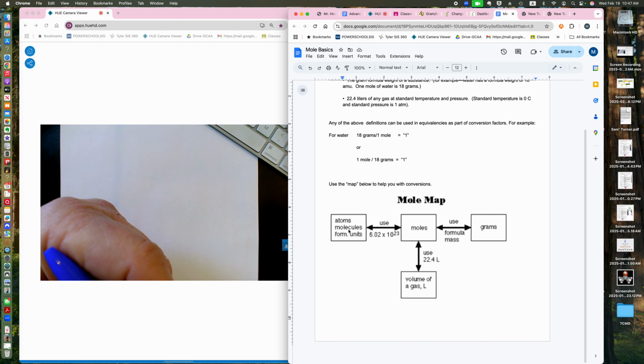With the mole map, if you're starting with particles and you want to get to moles, you're going to use this number, or vice versa. If you want to go from moles to grams, you have to use the formula mass, or vice versa. For liters, you use the 22.4.